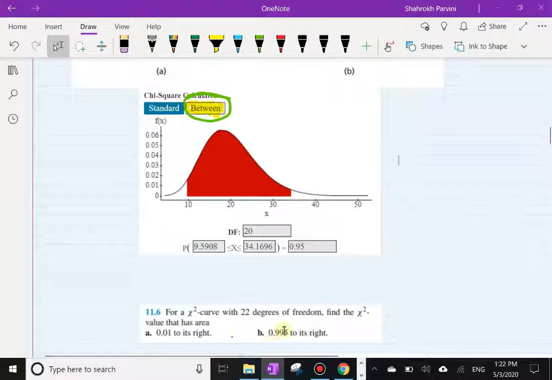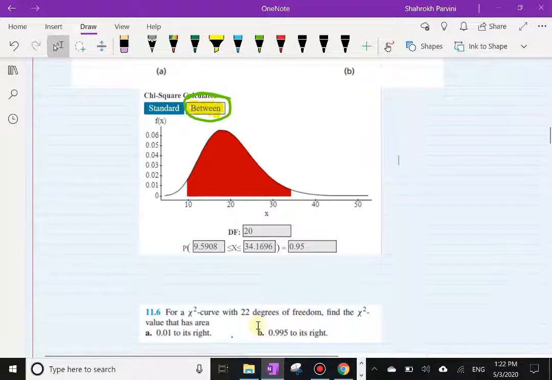You see, this is what I was talking about earlier when we did 0.05 on the left, and I said that means 0.95 to the right because of the kind of exercises that you see here. So with 0.995 to its right, that means 0.005 to the left, right?